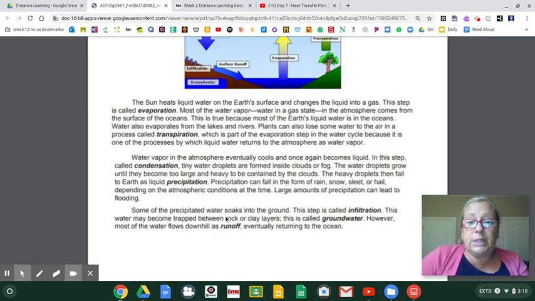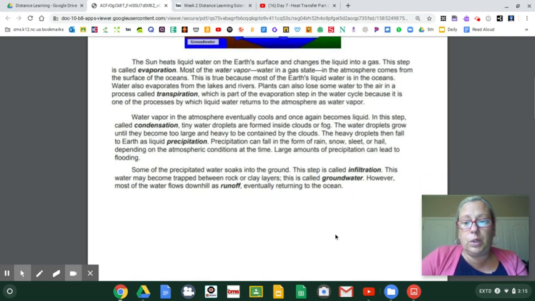Some of the precipitated water soaks into the ground. This step is called infiltration. This water may become trapped between rocks or clay layers, and this is called groundwater. Another word that literally means what it sounds like. Water in the ground is groundwater. However, most of the water flows downhill as runoff, eventually returning to the ocean.